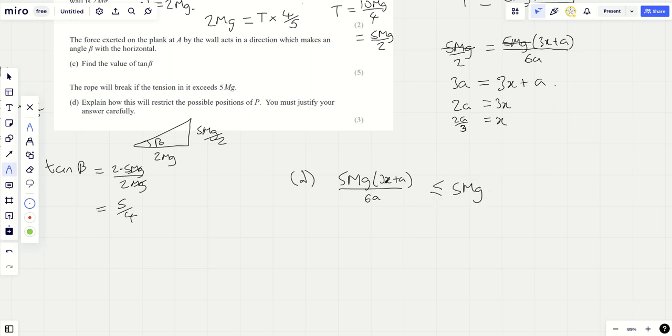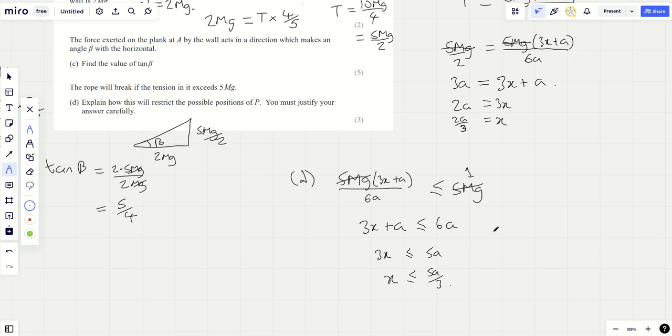Yeah, brilliant. Now what we can do, so let's make that very clear that that's a 3x, is we can cancel the 5 mg's either side. Do that, that's now a 1, remember, and that's a 1. You've cancelled 5 mg. Make things easy for yourself in a question like this. So you've got 3x plus a is less than or equal to 6a. So 3x is less than or equal to 5a, and so x is less than or equal to 5a over 3. And that is the final answer.